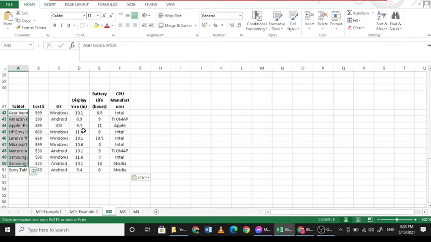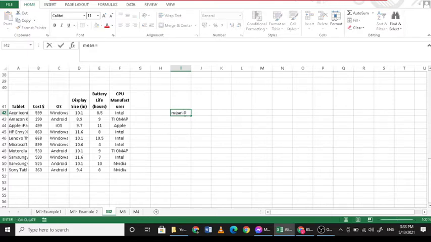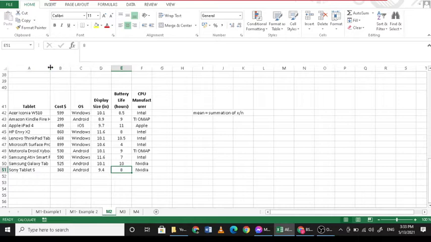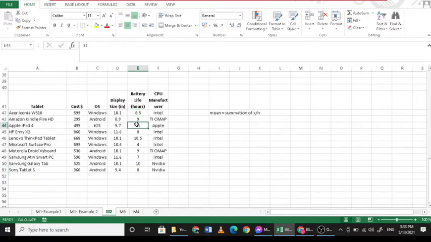First, we solve for the mean. The formula for the mean is the summation of x all over n. In this case, let's have x as the battery life. To get the summation of x, you simply get the sum of all the x's. The x's here are represented by the battery life for each tablet type, so these are the x's in our data set.